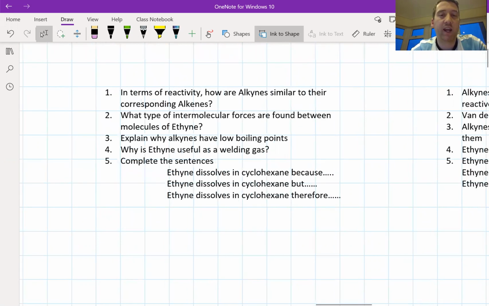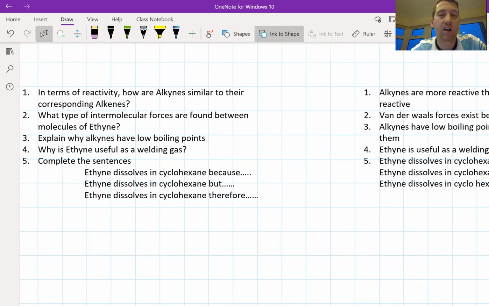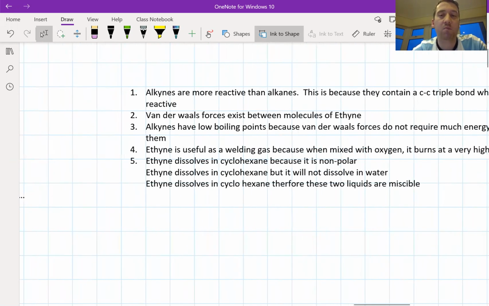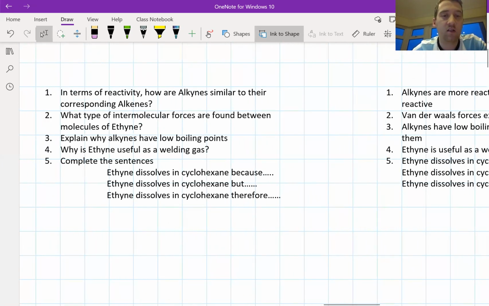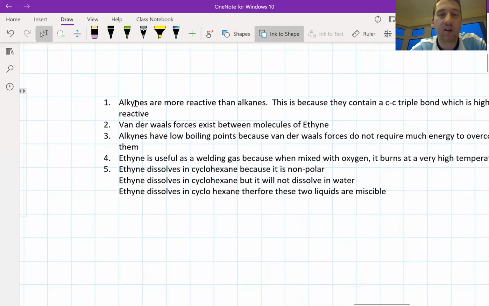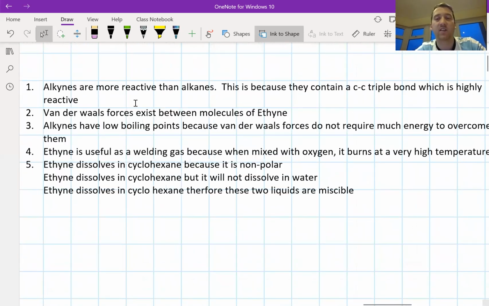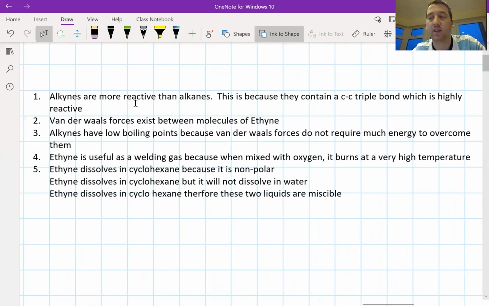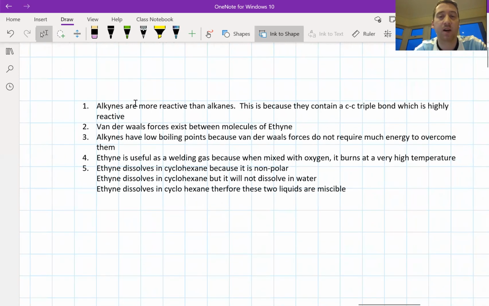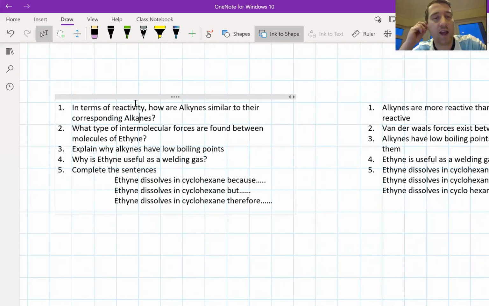Explain in terms of reactivity, how are alkynes similar to their corresponding alkenes? Well, alkynes are more reactive than alkanes, sorry, that should say alkanes. Alkynes are more reactive than alkanes because they contain a C triple bond C, which is highly reactive. So the C triple bond C makes them more reactive than the alkanes or the alkenes, actually. Okay, so the alkynes with the triple bond are the most reactive. Double bond is the next reactive, and single bonds are not very reactive at all.